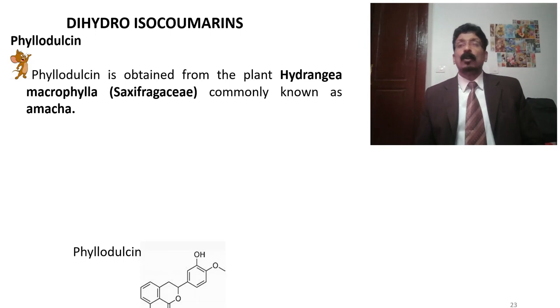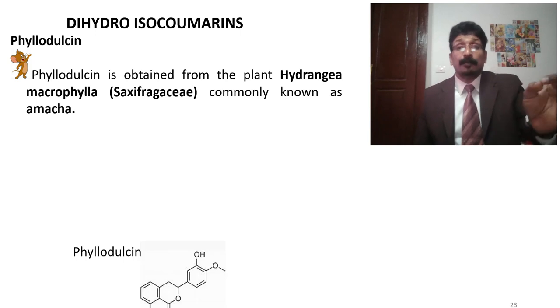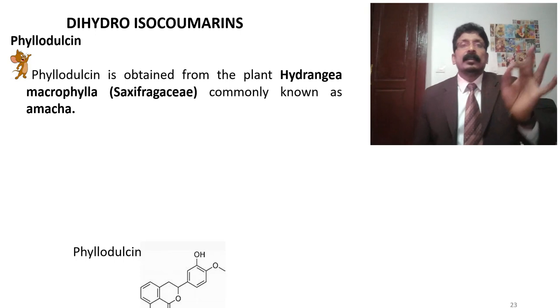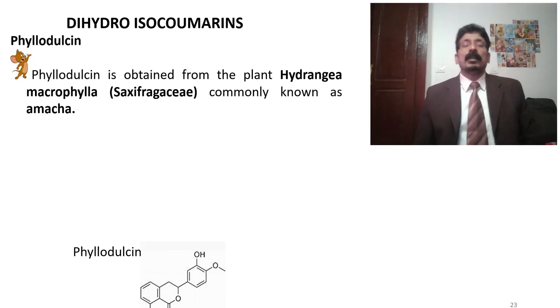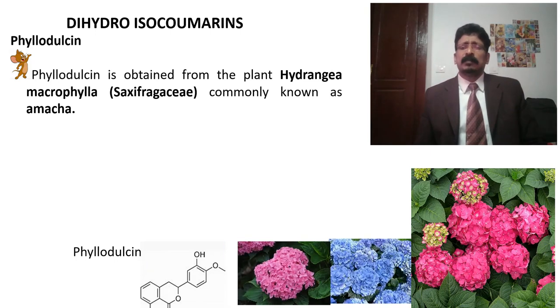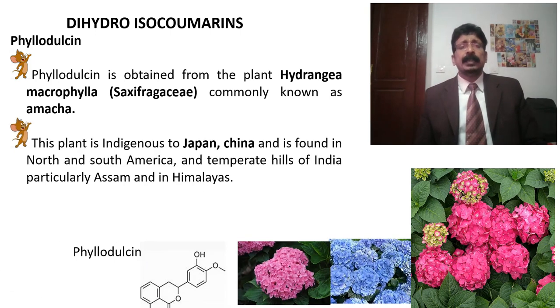Phylodulcin is obtained from the plant Hydrangea macrophylla, Saxifragaceae, commonly known as amacha. This is a very beautiful flower, some of them violet, red, pink.